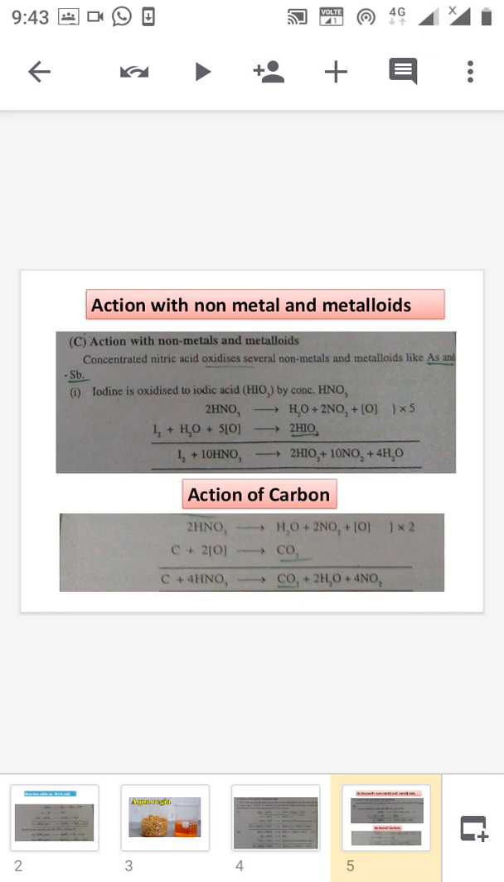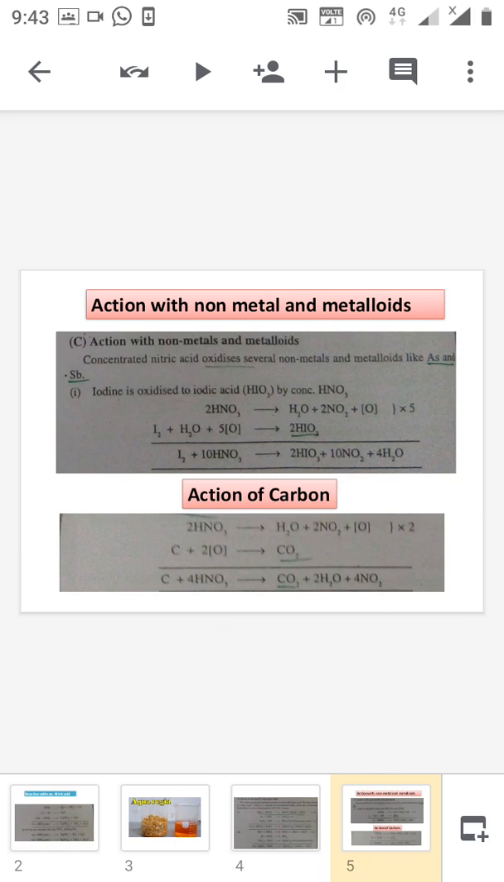Here we can see that the nitric acid decomposed to form H2O and NO2. This equation is common everywhere, but the only difference is the multiplied number, that is into 5. So here the nascent oxygen is produced, and this nascent oxygen reacts with iodine and we will get the iodic acid. Iodic acid, HIO3, is formed.